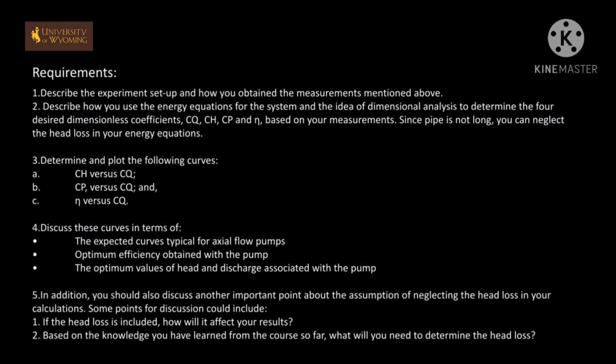In the results, we need to plot the CH versus CQ, CP versus CQ, and eta versus CQ, and discuss the curves in terms of the expected curves typical for axial flow pumps, the efficiency obtained with the pump, and the optimal value of head and discharge associated with the pump. Also, please discuss if the head loss is included, how will this affect the results, and how can we determine the head loss based on what we have learnt in the course so far.